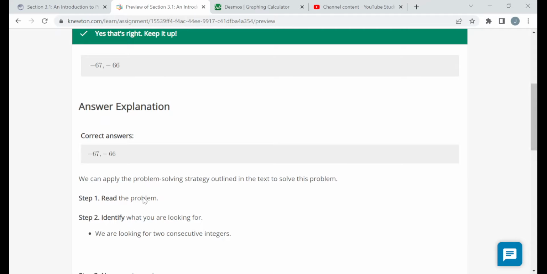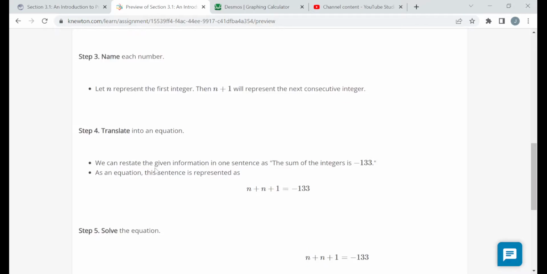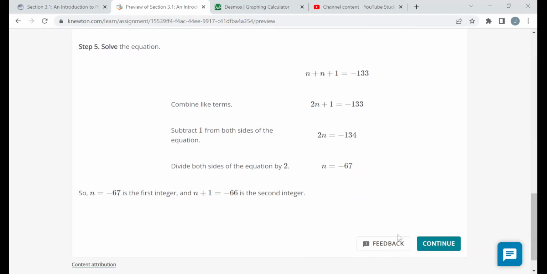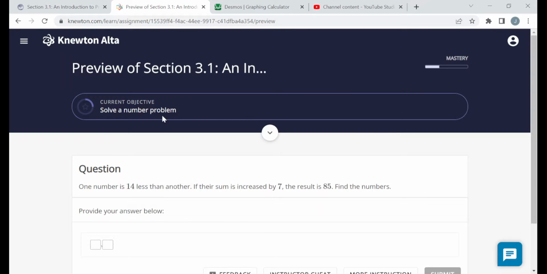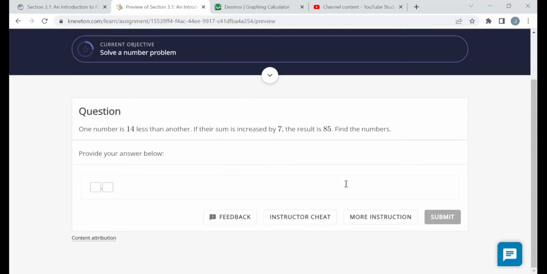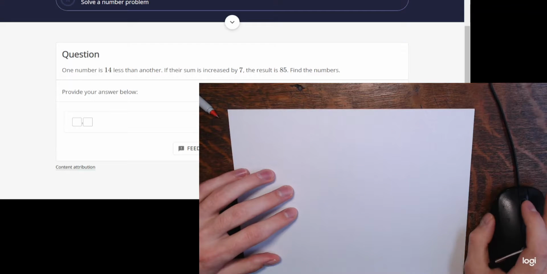Okay, and again, in the answer explanations here, they're taking you through the basic steps of problem solving again. All right, so here's just a number problem once again, not involving consecutive integers or anything. Alright, so here's the problem.